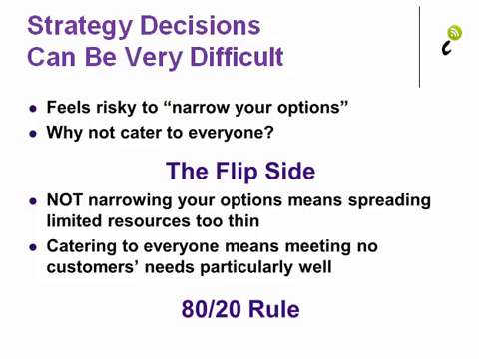Strategy decisions can be very difficult. I'm going to talk to you here about narrowing your options and knowing who that 80-20 is in your business. The 80-20 rule basically says this: 80% of your business is really going to be driven by 20% of your customers. So out of all your customers that are out there, obviously 100% is the total, 80% of your business will be driven by 20% of your customers, meaning that 20% of your customers are extremely important to you. You need to know what makes them tick.